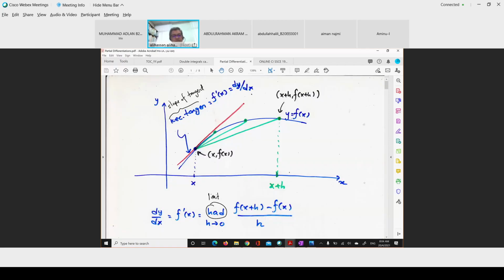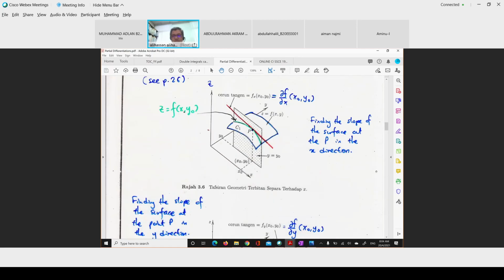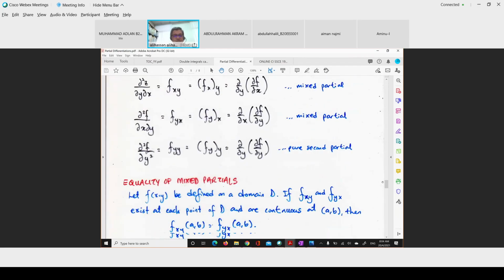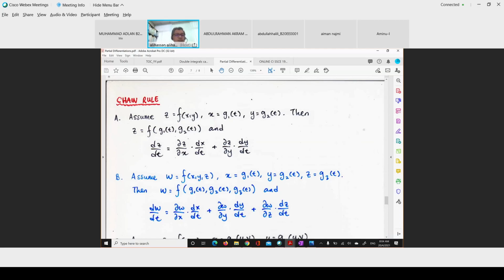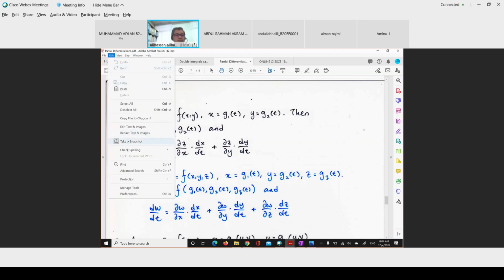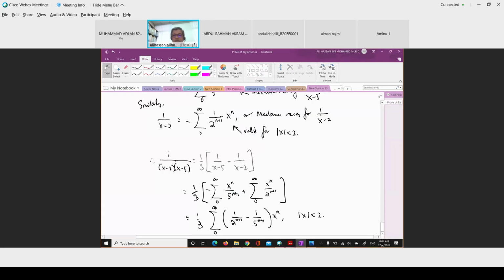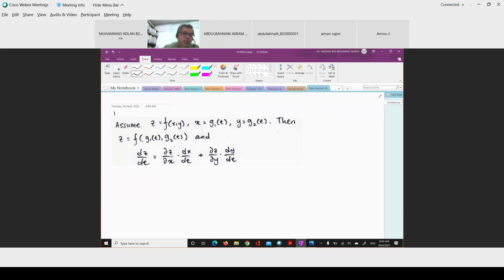So the rate of change, the formula is given before. Let me show you where that formula is. Yeah, this one here. This formula is given before, and this formula is related to rate of change. Okay, so recall this formula.